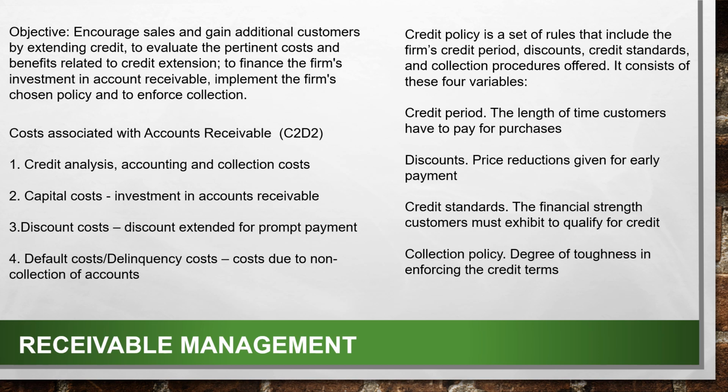However, since we are the seller, discounts mean lower prices. And lower prices mean lower revenues unless the quantity sold increases by enough to offset our price reduction. So, these benefits and costs of discounts must be balanced. Okay. So, for the third variable, we have the credit standards. Credit standards refers to the financial strength customers must exhibit to qualify for credit.